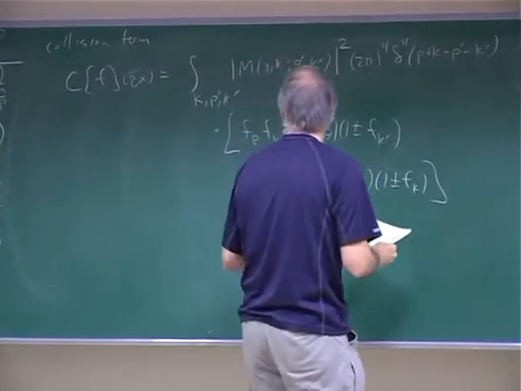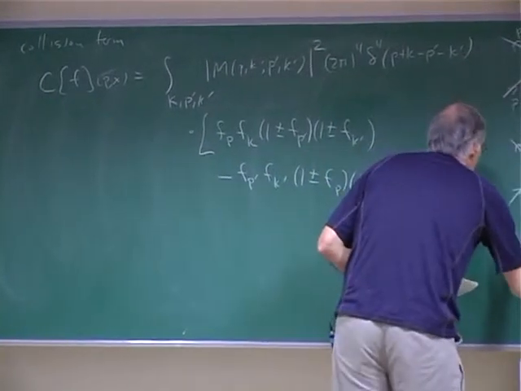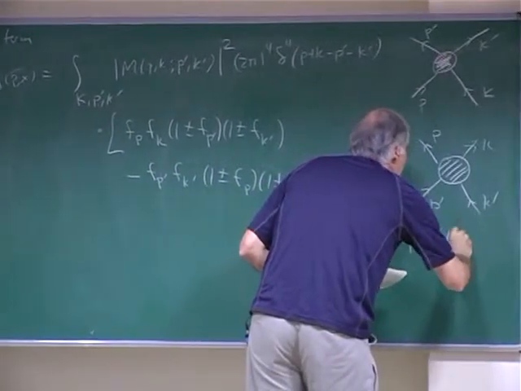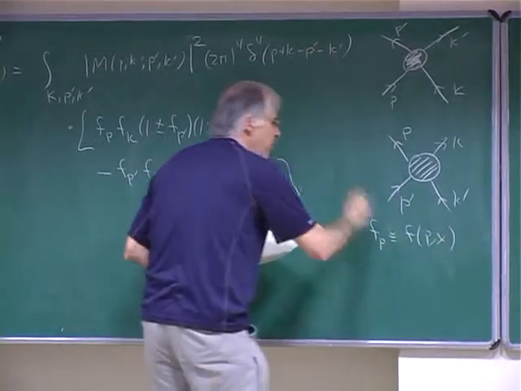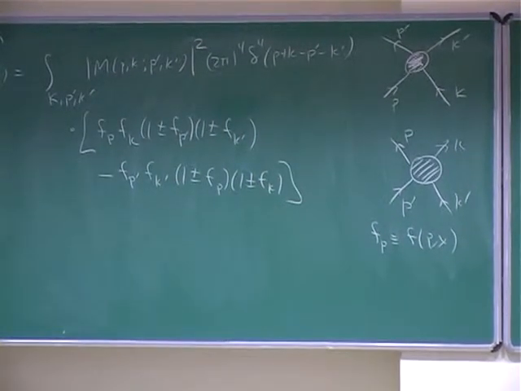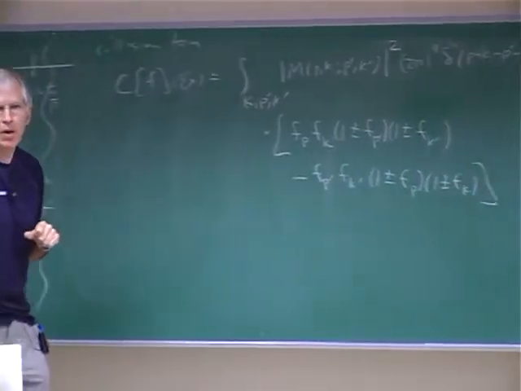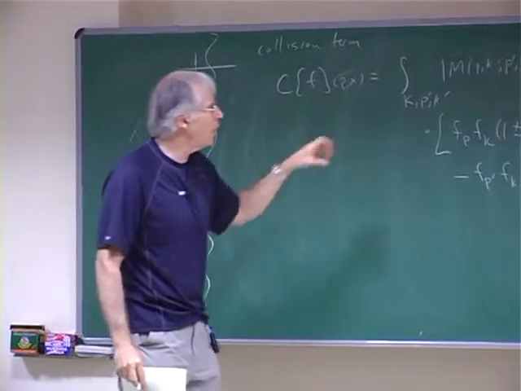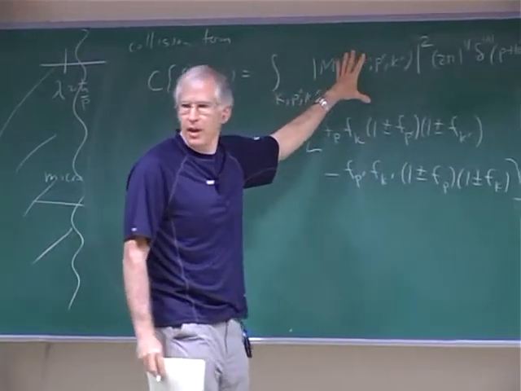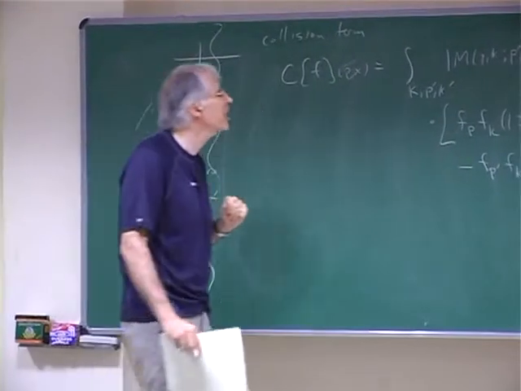Good. And here, I have gotten sloppier with my notation. F sub p just means the distribution function evaluated for momentum p, and everything is evaluated at just some single space-time location. So the whole collision term is local in space-time. That's important.